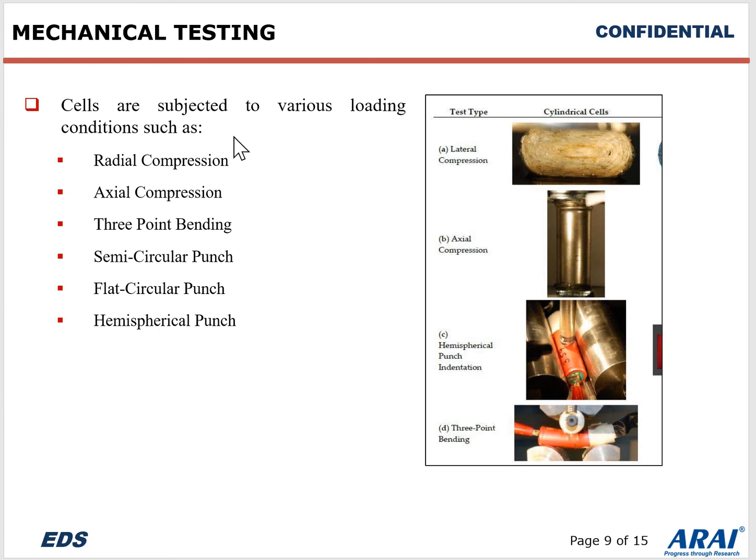Now we will go through various mechanical testing. Cells are subjected to various loading conditions such as radial compression, axial compression, three-point bending, semicircular punch, flat circular punch, and hemispherical punch.